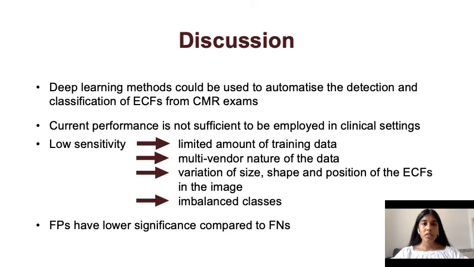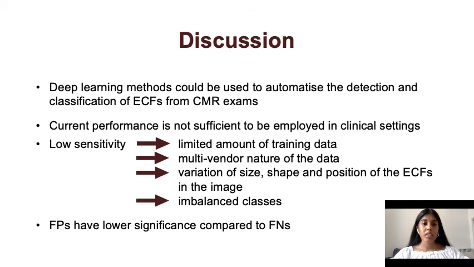This study aimed to use deep learning methods to automatize the detection and identification of extracardiac findings from the A.I.L sequence of CMR acquisition. The current results need to be improved to allow for employment in clinical settings. In particular, the low sensitivity needs to be addressed and increased to the highest possible levels. The low sensitivity obtained in this study can be caused by different factors, such as the limited amount of training data and the multi-vendor nature of the data, the large variation in size, shape, and location of the extracardiac findings, and the large class imbalance.